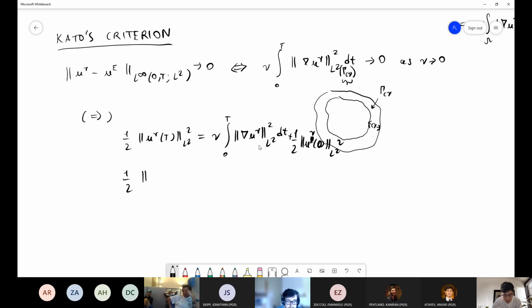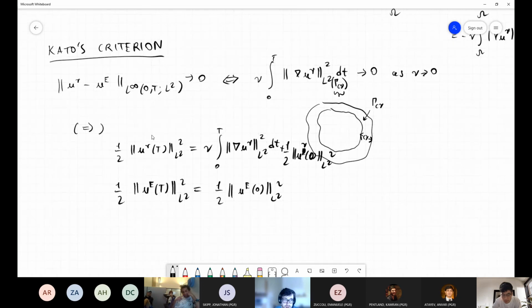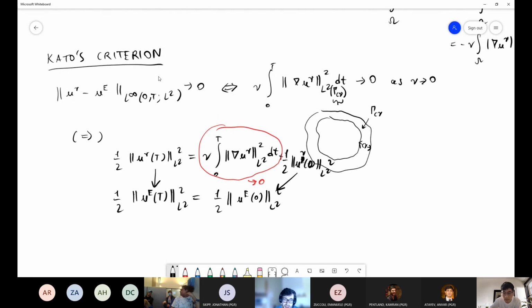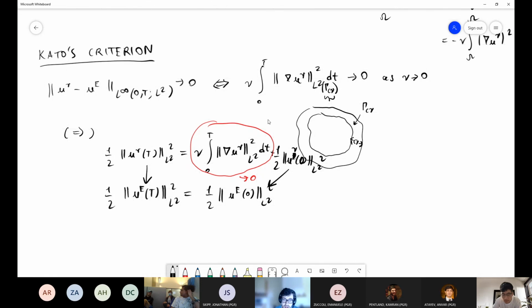Whereas for the Euler solution, we don't have any energy dissipation, so the energy is simply constant over time. So if we take the limit as the viscosity goes to 0, if we assume that convergence does hold, then of course we also have convergence of the L2 norms. And so it follows that this term must go to 0. And of course, this term is larger than the L2 norm just on a strip around the boundary. So the implication from the left to right side is basically trivial.